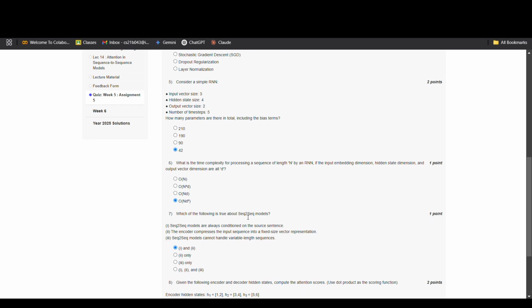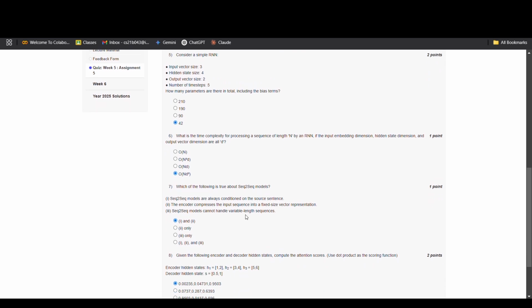No, actually, my selected answer is 42. I did that based on the input vector size is 3 and there's 4 hidden states, so you need 3 times 4 weight parameters, and hidden to hidden you'd need again another 4 times 4, and then the output you'd need another 4 times 2. So all of that together, and you'd need biases. So that's how I came up with that number.